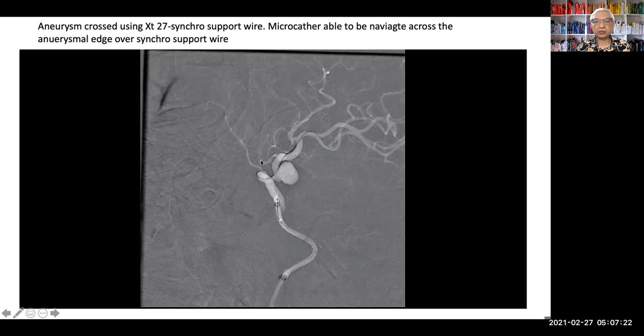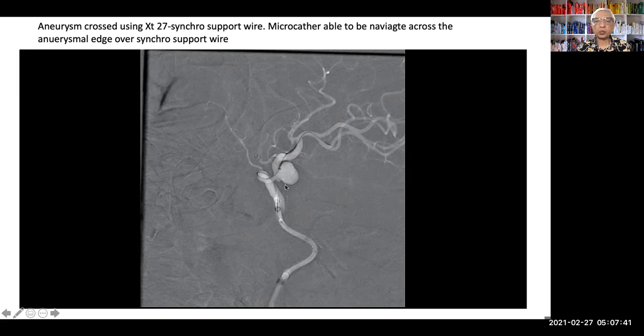Now what we do is we take the ST27. See, the ST27 comes here, but remember the problem here is this aneurysm has got a shelf as it joins the internal carotid artery. So when it comes here, it doesn't go, it gets caught here. Can you see that? It's getting caught.